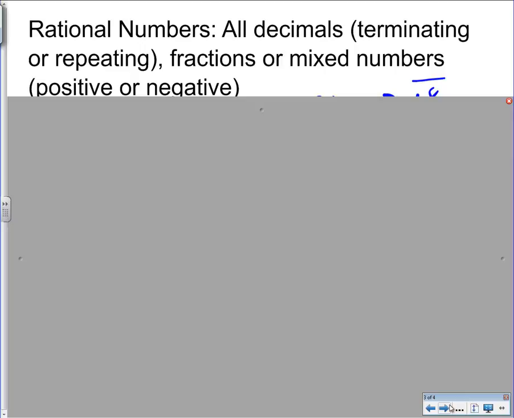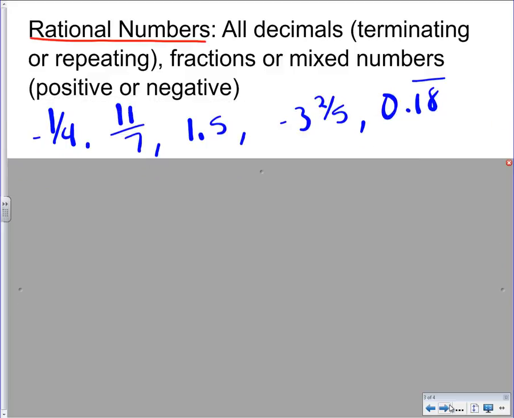Alright, the last couple vocabulary terms we have are rational numbers. These are all decimals that are terminating or repeating, fractions or mixed numbers, and any of them can be positive or negative. I gave you a few examples here because sometimes these are confusing. -1/4 is the first example. That is a rational number. The second one is 11/7.